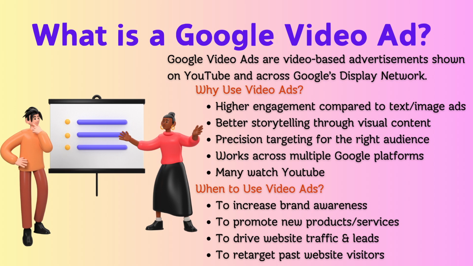So, what is a Google video ad? Google video ads are video-based advertisements shown on YouTube and across the Google Display Network. Why do we use them? Because they give higher engagement compared to text or image ads. They offer better storytelling through visual content, precise targeting of the right audience, work across multiple Google platforms, and many people watch YouTube daily, so we're targeting that audience.